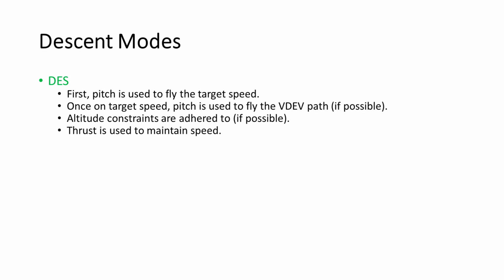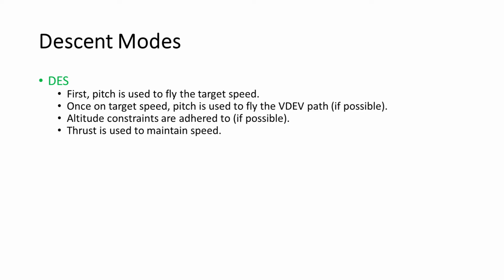Okay, let's talk about the different descent modes. There's only three descent modes available. The first one is DES, or descent. What does it do? And this is important to realize. First, it will use the pitch to slow down if the speed target is lower. Once it's on your speed target, then it will try to maintain the VDEV, if it's possible. So if the speed is too low, then it might not be able to maintain the VDEV, but at least it will try. So it's important to realize it's in this order.